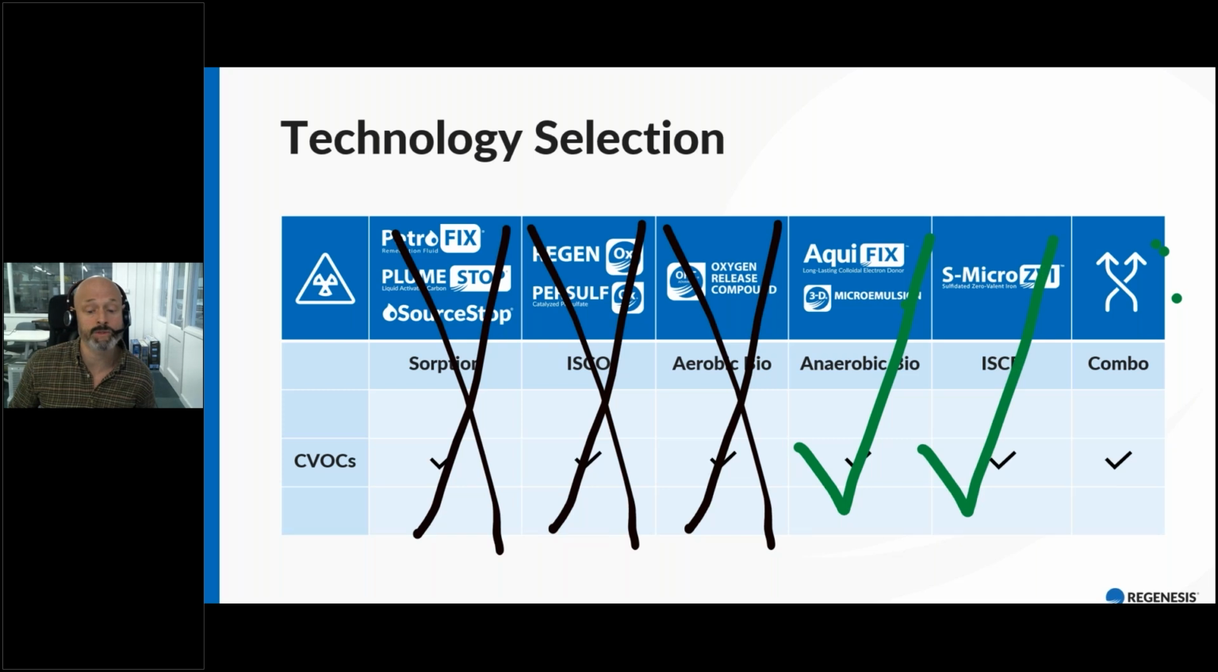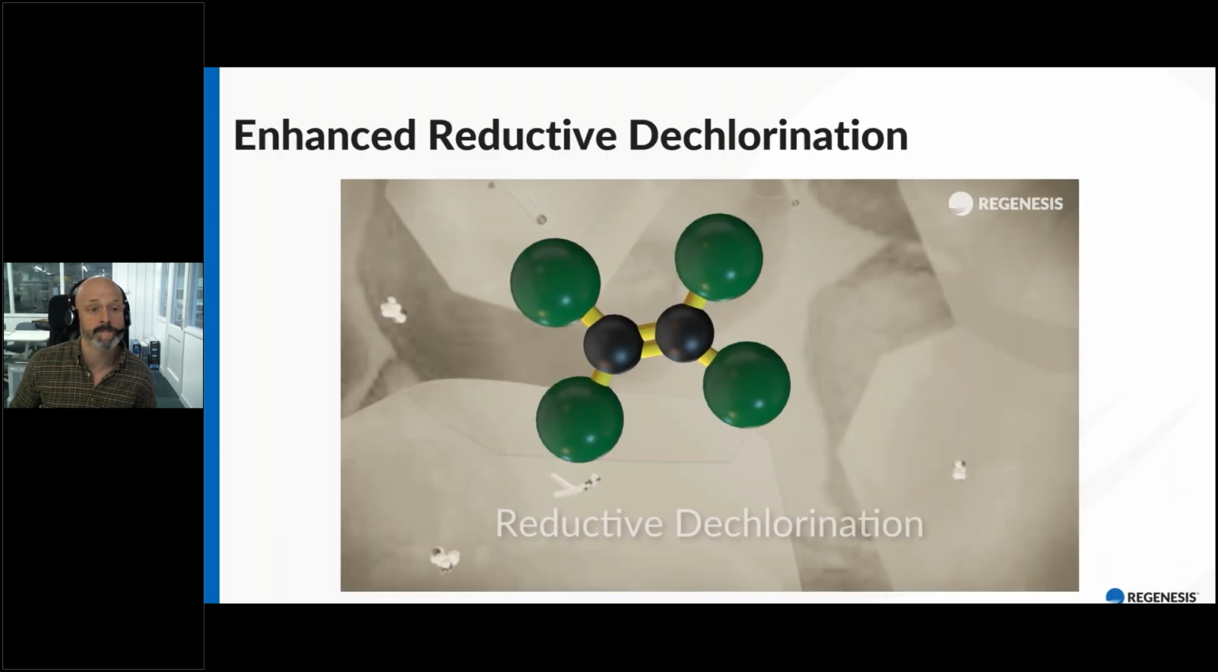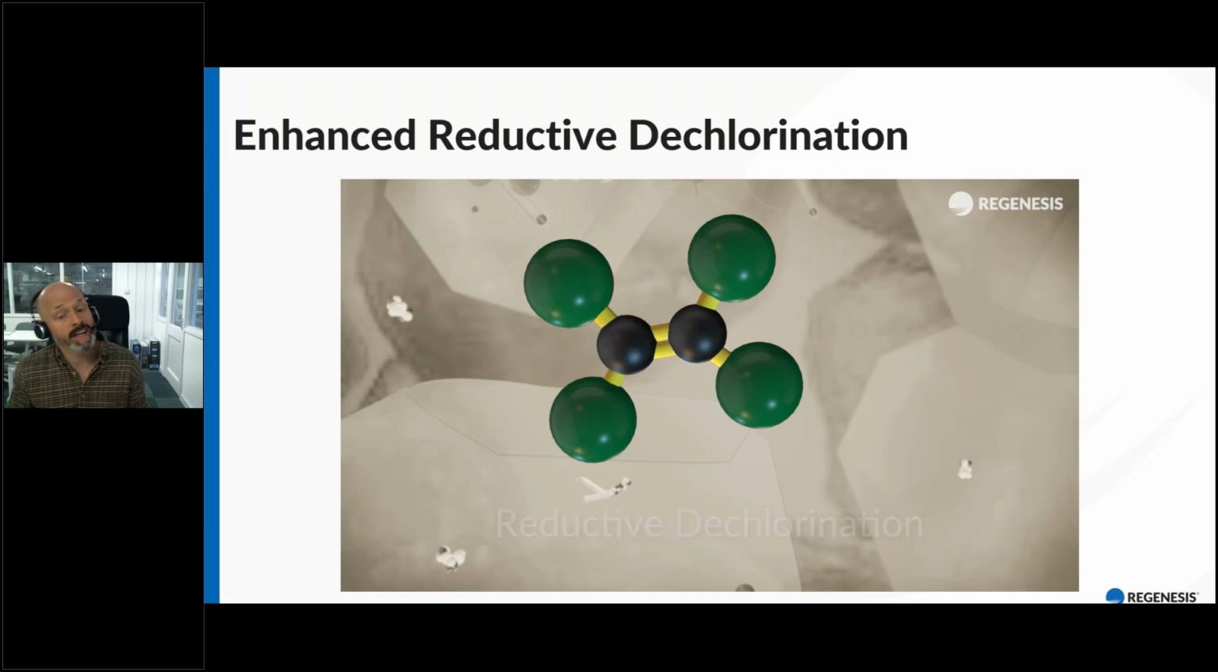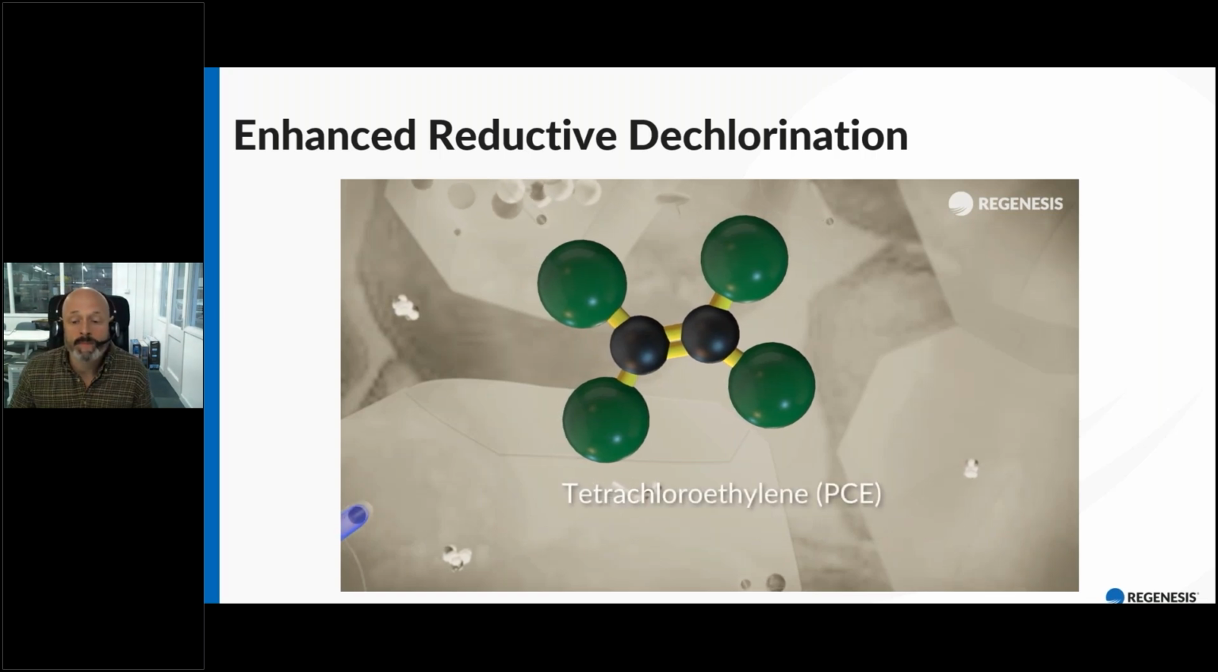And using these technologies together is going to yield a much more accelerated program and increase the likelihood of hitting that 12-month target. So we're going to go for a combination approach here. So I've selected enhanced reductive dechlorination, ERD.